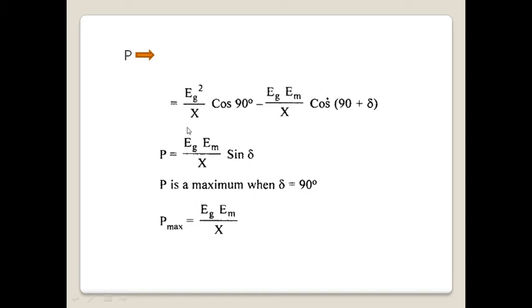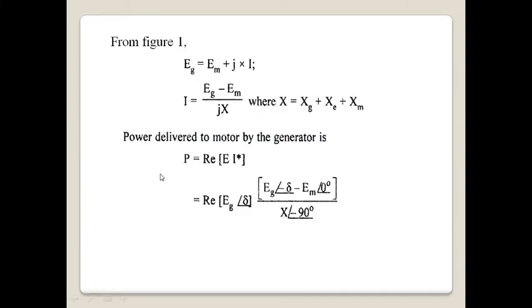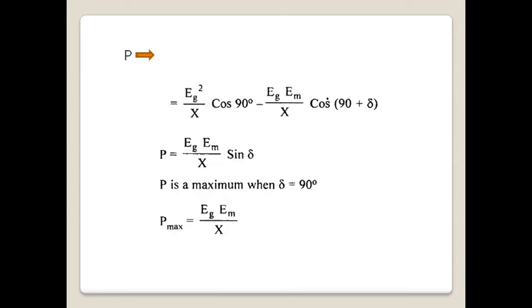So after solving this two machine system, the final equation of the steady state stability limit is P equals Eg into Em by X into sine of del. If you start from del equal to 0, it will be 0. Now if you take del equal to 90 degrees, this will be Eg into Em by X. P will be maximum when del is equal to 90 degrees.